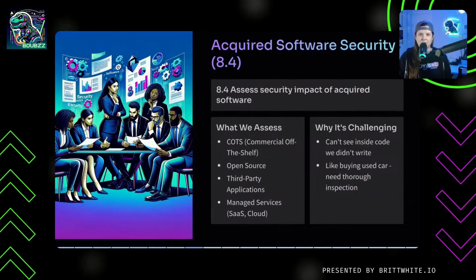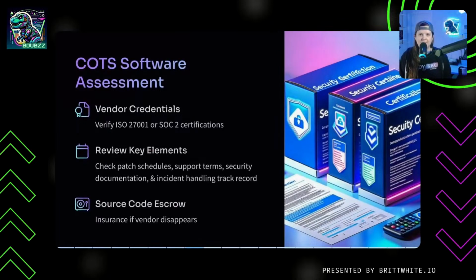First up is COTS, or commercial off-the-shelf software. Think about products like Microsoft 365. What are we looking for here? With COTS, we need to verify the vendor's security credentials. These are things like ISO 27001 or SOC 2 certifications. Pay close attention to patch schedules and support terms. We'll also want to review their security documentation and take a look at their track record for handling security incidents.